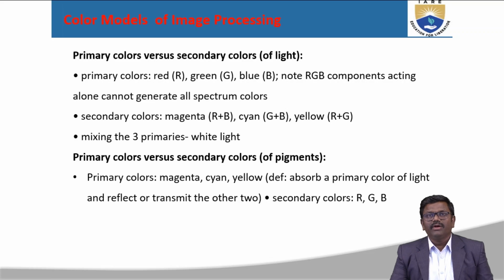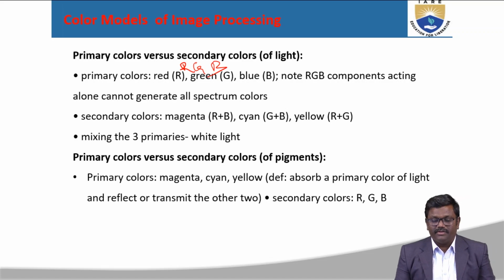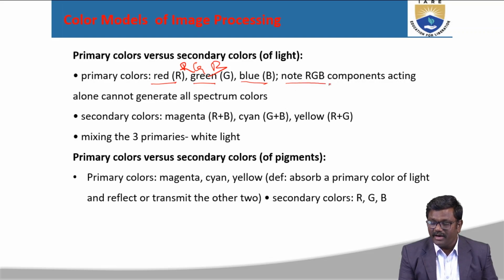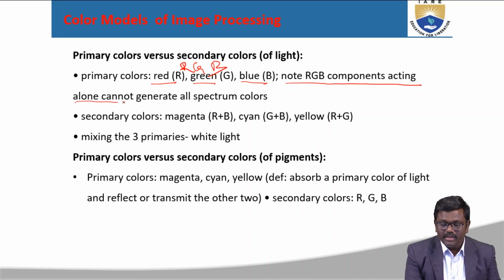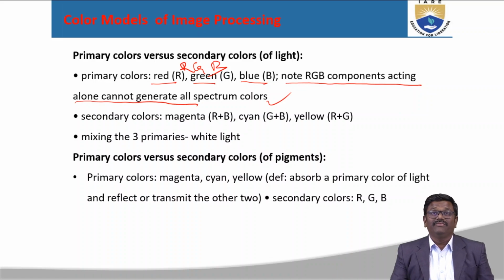Now we consider color models in terms of primary colors versus secondary colors of light. The primary colors we simply call RGB: R means red, G means green, B means blue. Notationally, RGB components acting alone cannot generate all spectrum colors. That is the point we are concentrating on here in the topic of color models of image processing.